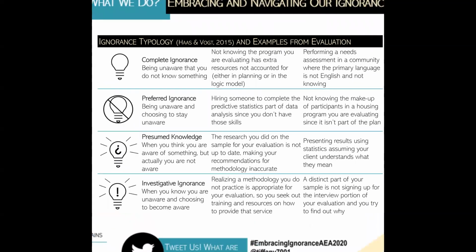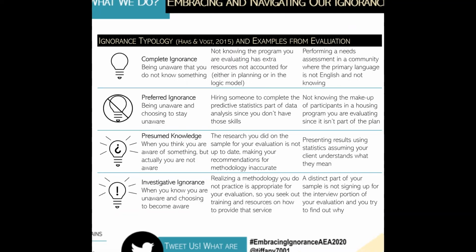The four types are complete ignorance, which is being unaware that you don't even know something; preferred ignorance, being aware and choosing to stay unaware; presumed knowledge, when you think you are aware of something but really don't know; and the last one, which really has some power towards it, is investigative ignorance, when you don't know something but you choose to become aware. And this is where we really push everyone towards in reflection of our own ignorance and how we can uncover the things that we don't know.